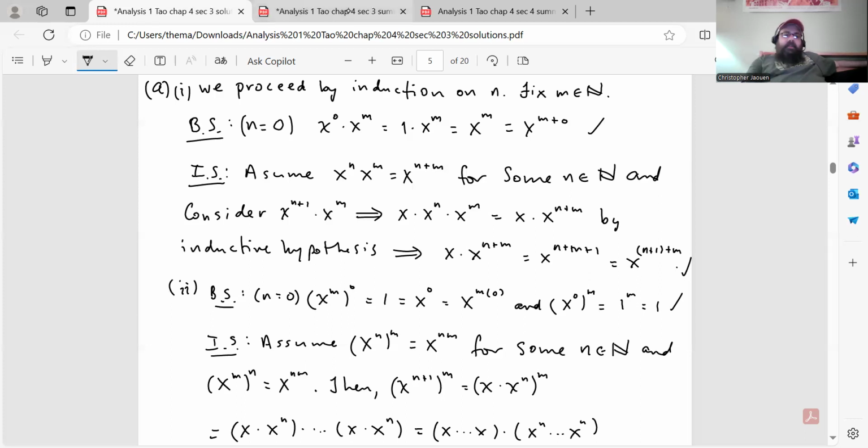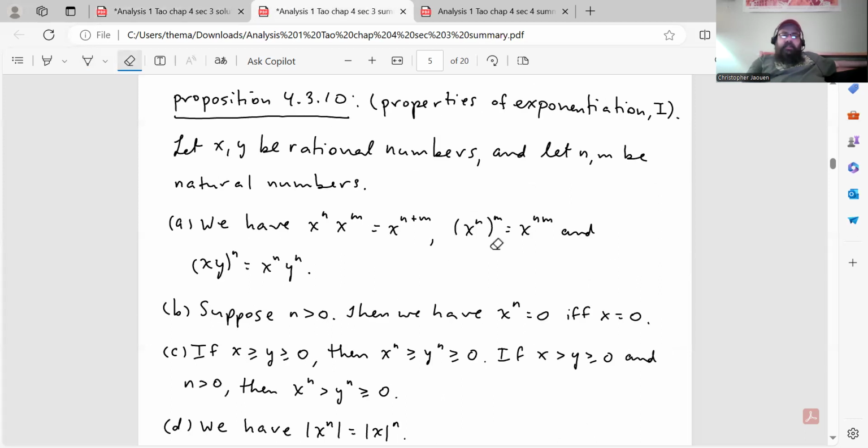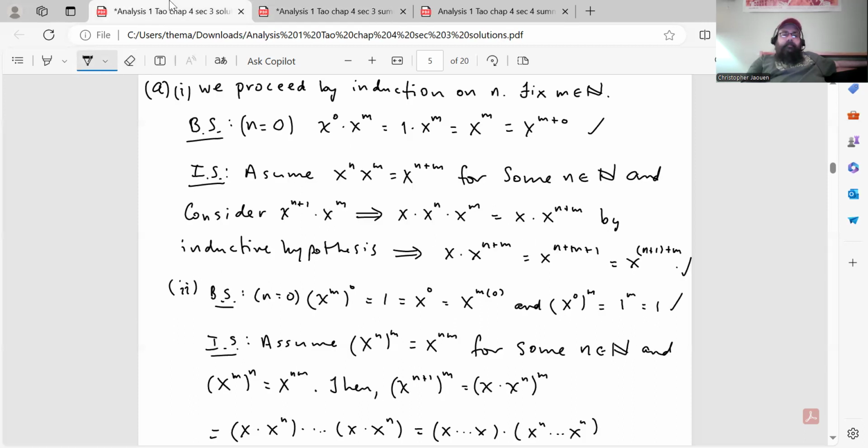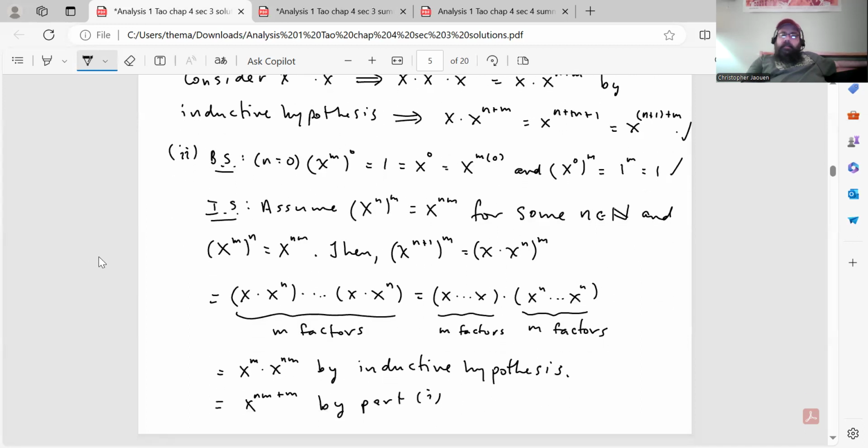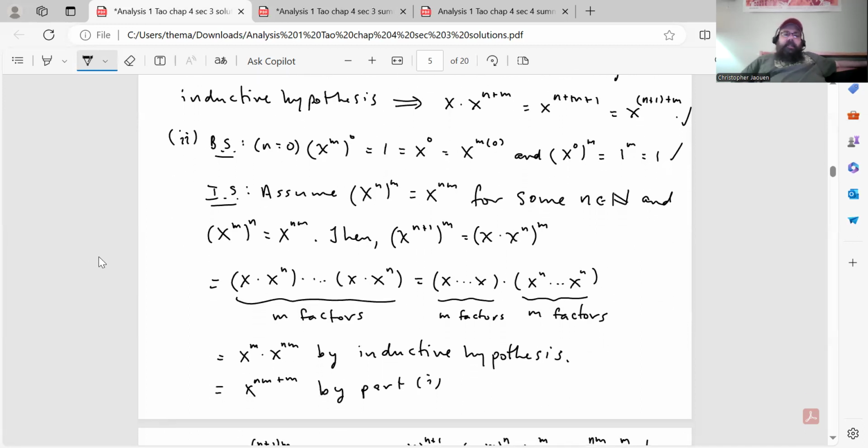Then we go on to the second property, which is the power to a power rule. So x to the n to the m is x to the nm. And again, we do this with induction. So base step n equals 0. X to the m to the 0 power is equal to 1 because anything to the 0 power is defined to be equal to 1, which is equal to x to the 0. And x to the 0 is the same thing as x to the m times 0. And also it works if you do it in the opposite order. So x to the 0 to the m is 1 to the m power, which is equal to 1. So notice that they both equal the same thing.